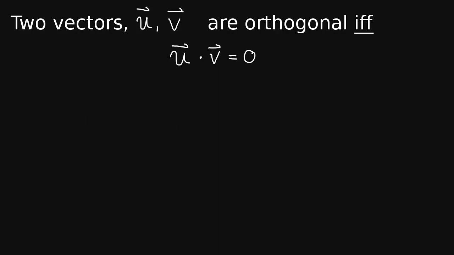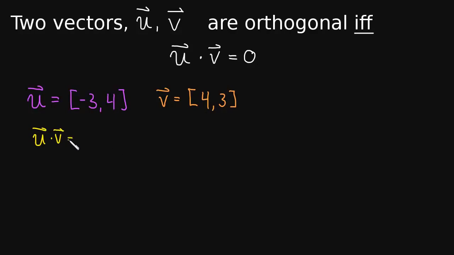So let's take some two easy vectors with just two components and see what happens. So let's say u is equal to negative 3, 4, and v is equal to 4, 3. Well, let's do their dot product really quickly. U dot v is equal to negative 3 times 4, plus 4 times 3. Well, it's pretty clear this is negative 12 plus 12, so that's 0. So by definition, these two vectors are orthogonal.